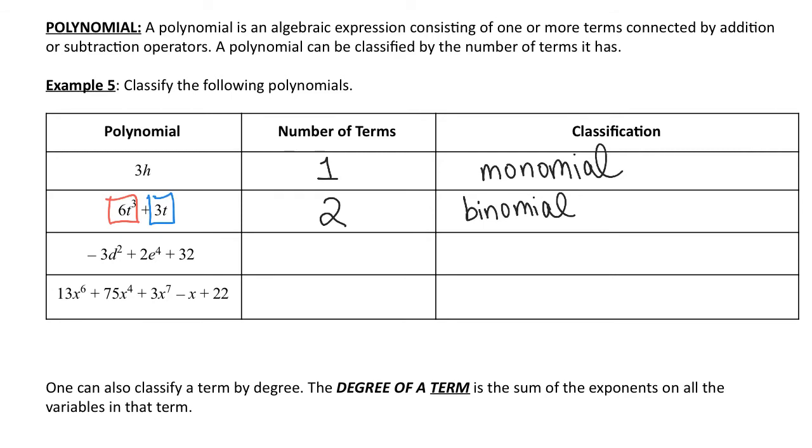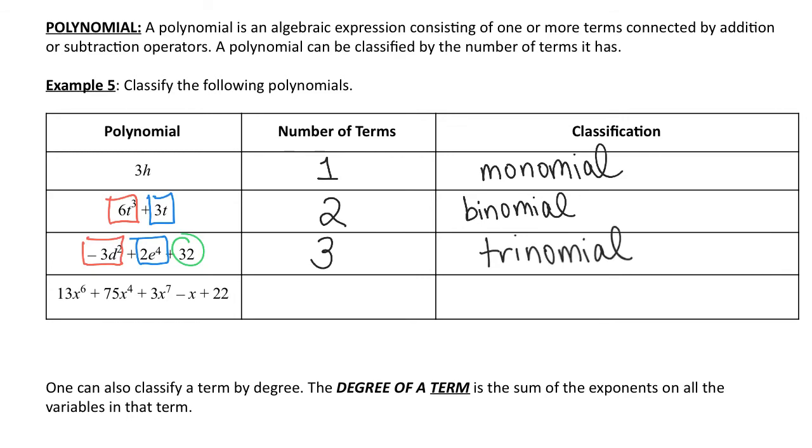In our next example, we have negative 3d squared plus 2e to the power of 4 plus 32. So how many terms do we have here separated by addition signs? Well, we've got 1, 2, 3. So this time we have 3 terms, and the name or the classification for 3 terms is trinomial.